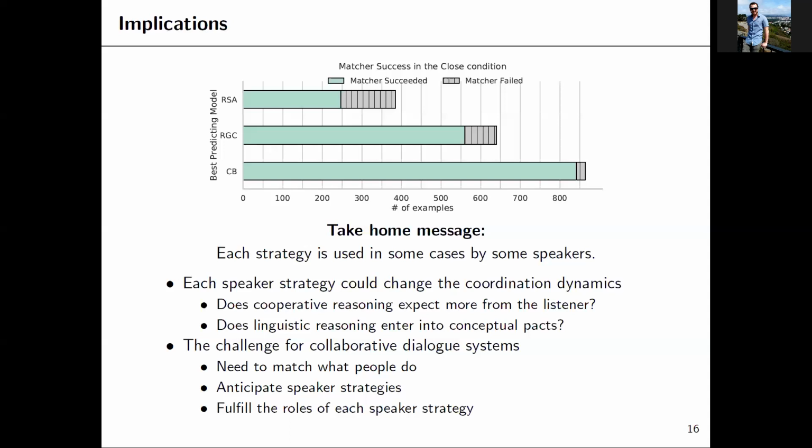The second implication to take home is that these coordination concerns represent a challenge for collaborative dialogue systems. The system needs to match what people do both in anticipating speaker strategies and fulfilling the roles of each speaker strategy when it is its turn to be the speaker. And so with the methodology and observations presented in this work, we hope that collaborative dialogue systems will overcome these challenges and engage with people in a fully coordinated referential communication.